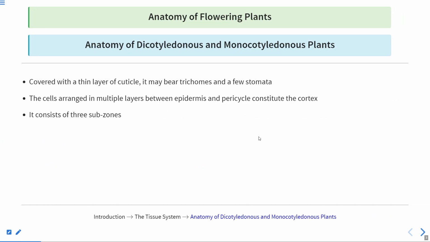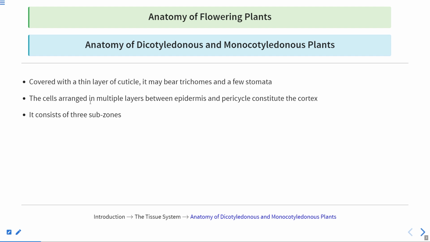Now, the anatomy of the dicotyledonous and monocotyledonous stem. If you see, the epidermis is covered with a thin layer of cuticle, and it may bear trichomes and a few stomata. Sometimes they have some stomata present on the outer stem region, and they have hair-like structures that are called trichomes. Those hair-like structures present on the stem are called trichomes.